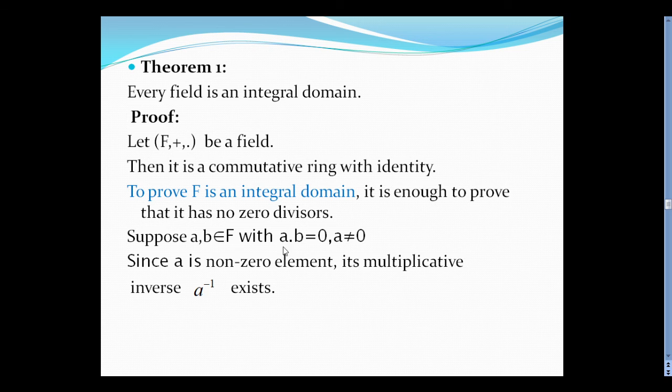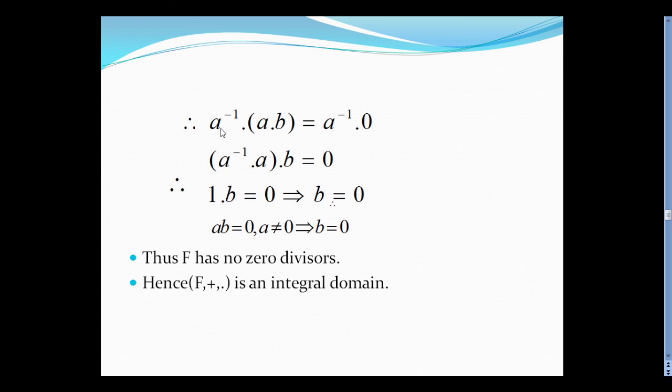Now we can multiply a inverse into a dot b. So a inverse into a dot b is equal to a inverse into 0. This we can club by using the associative property: a inverse dot a dot b is equal to 0. So a inverse into a, which is 1, into b is equal to 0. Now I can say that b is equal to 0. So we have proved a into b equal to 0 where a is not equal to 0 implies b equal to 0. Thus F has no zero divisors. Therefore F is an integral domain.